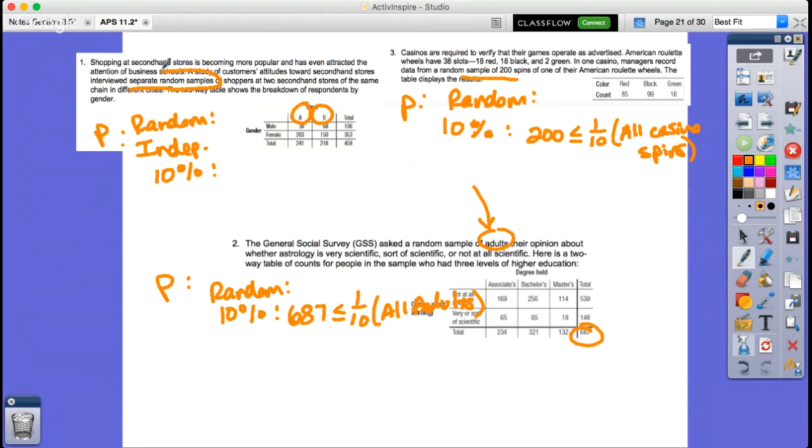Separate random samples, that's key. That allows us to see that we'd actually have to show one for part A and one for part B because we have two populations. Cool? So just be sure of that.